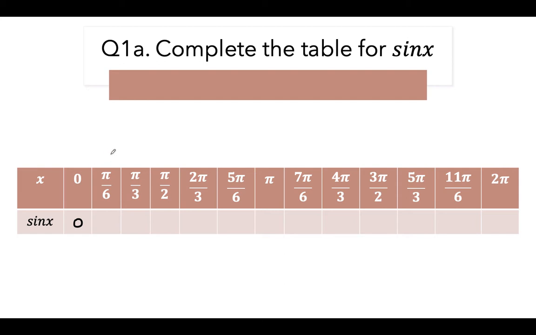Keep in mind, the important angles that I want you to remember: pi over 6 is 30 degrees, pi over 3 is 60, pi over 2 is 90, and also keep in mind pi is 180, 3 pi over 2 is 270, and 2 pi is 360. You will notice that pi over 4, which is 45 degrees, is not here, because I'm going by 30 degrees.